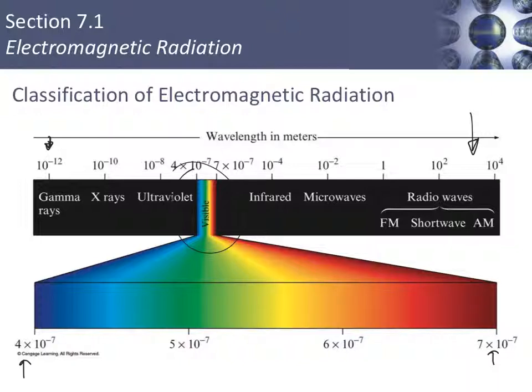What you're going to see is that the shorter the wavelength, which means higher frequency, means greater energy. Okay, so ultraviolet light is more energetic than infrared light, which has a longer wavelength, which is why ultraviolet is more dangerous in terms of exposure than infrared.